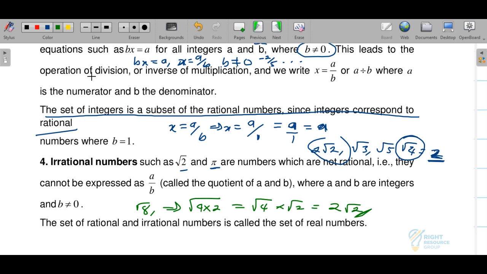So next we are going to be looking at some operations on real numbers.